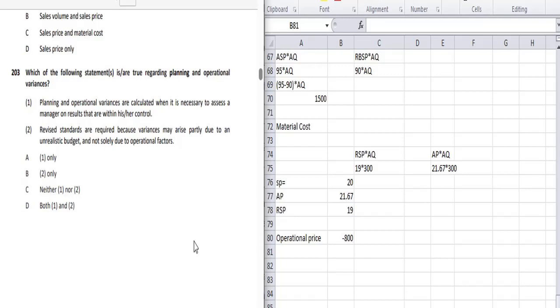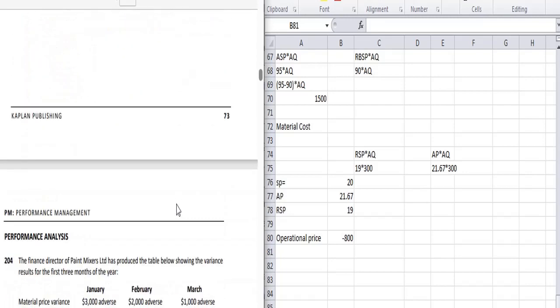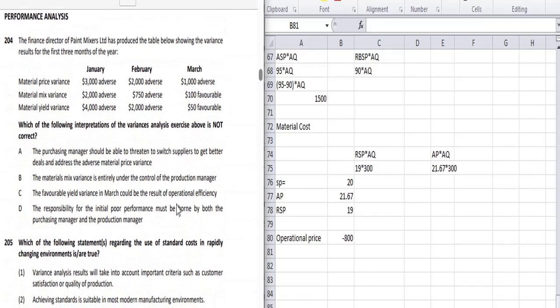An unrealistic budget does not arise solely due to operational factors, so we need to revise this. We need a revised standard. So both are correct. In the next video we will do the next question.